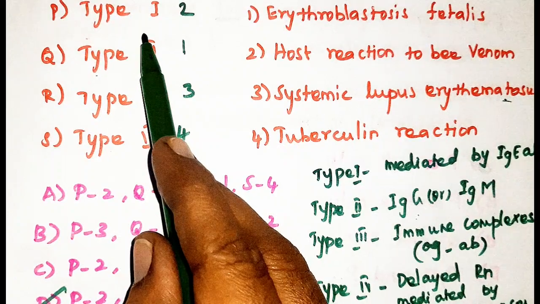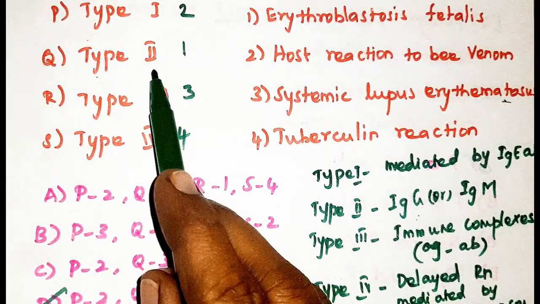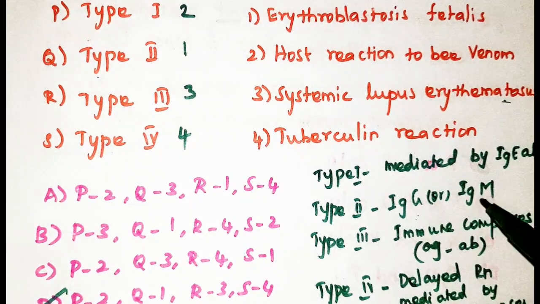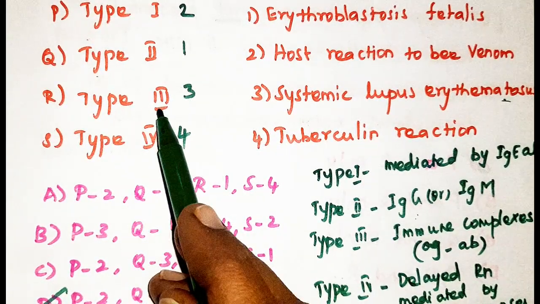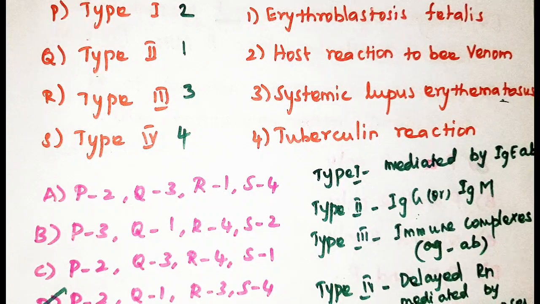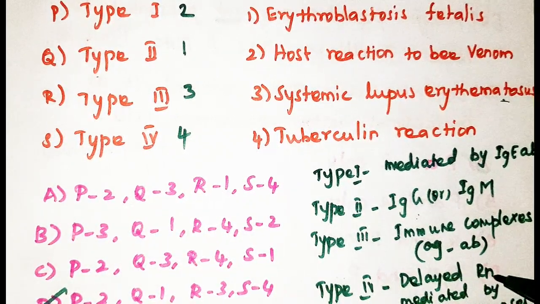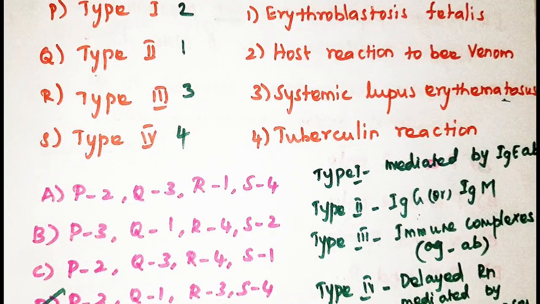Type 1 hypersensitivity reaction is mediated by IgE antibodies, and type 2 hypersensitivity reaction is mediated by IgG or IgM antibodies. In type 3 hypersensitivity reaction there will be a formation of immune complexes, that is antigen-antibody complexes in tissues, and type 4 is a delayed reaction. It is mediated by some T cells.